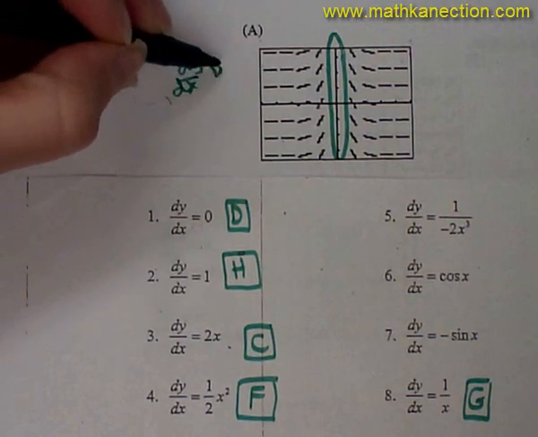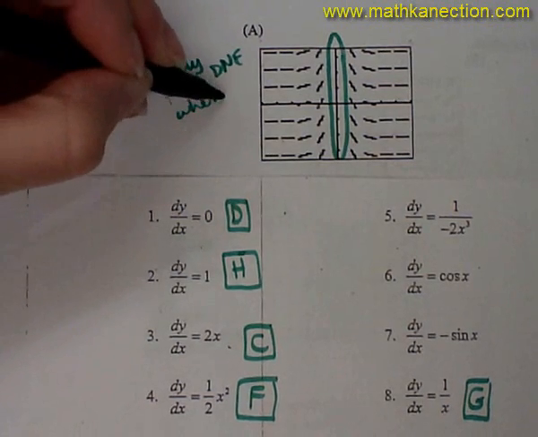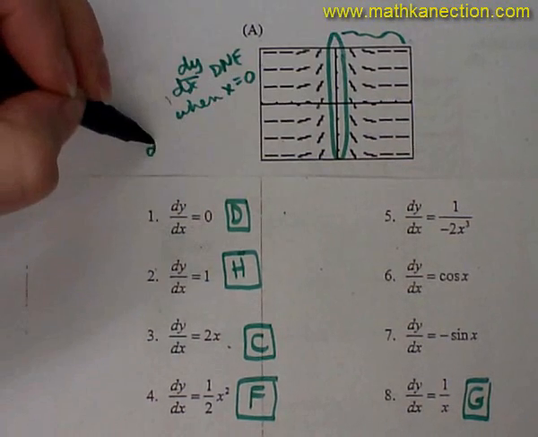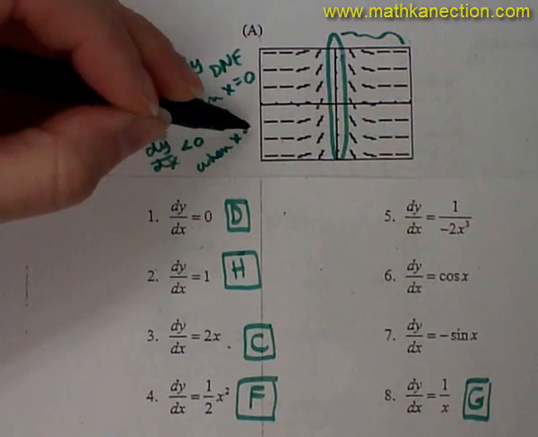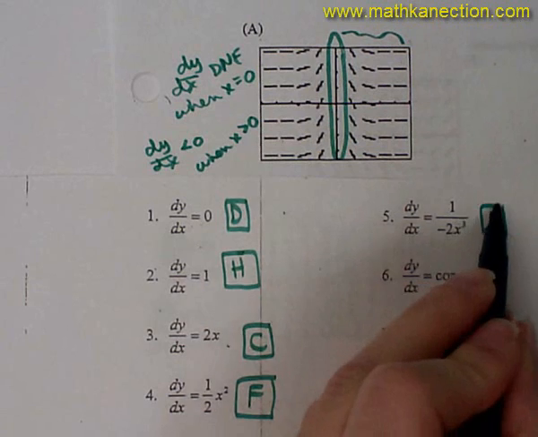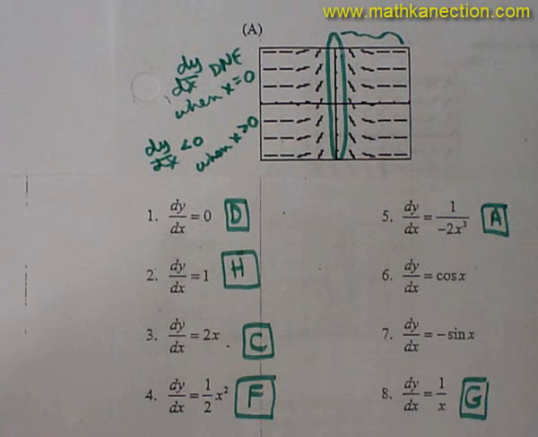Again, looking along the y-axis, dy dx does not exist when x is equal to 0. In quadrants 1 and 4, dy dx is less than 0. So when x is greater than 0, the slopes are going to be negative. So that matches number 5.